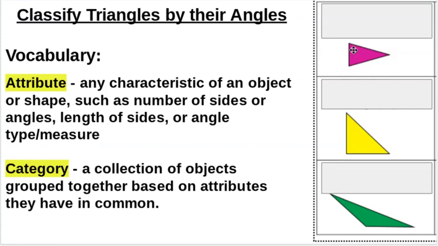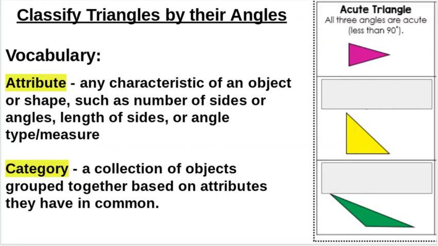So taking a look at this first triangle right here, you'll notice that every single one of these angles looks smaller than our benchmark. Now remember that if a triangle is a 3-sided shape, that means it also has 3 angles. So we're going to call this an acute triangle. Why? Because all 3 angles are acute. So again, if you're looking at a triangle and every single angle is acute, it's called an acute triangle.